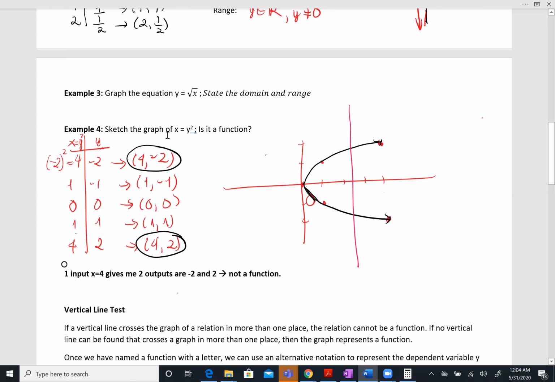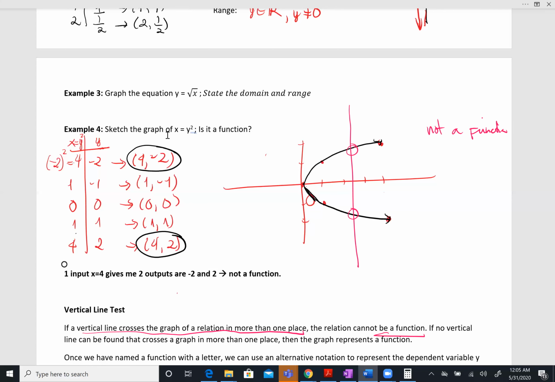Okay, so this is the vertical line test. Vertical line, and let's go through the graph. I'm going to check how many intersection points I have between the graph and the vertical line. I saw that there are two intersections. In the vertical line test, if the vertical line crosses the graph of a relation in more than one place, then the relation cannot be a function. So this is not a function.